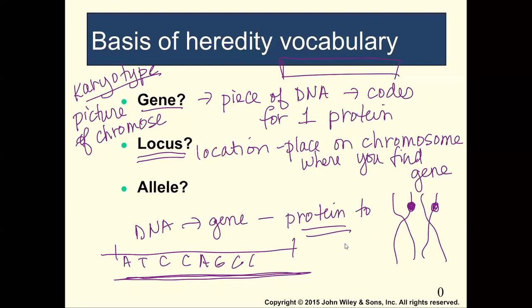Now, an allele is when we have two copies of something. So if this is a gene, we have one allele here and maybe we have another allele there. So we could have different formats of the gene. Okay, so gene, locus, allele.